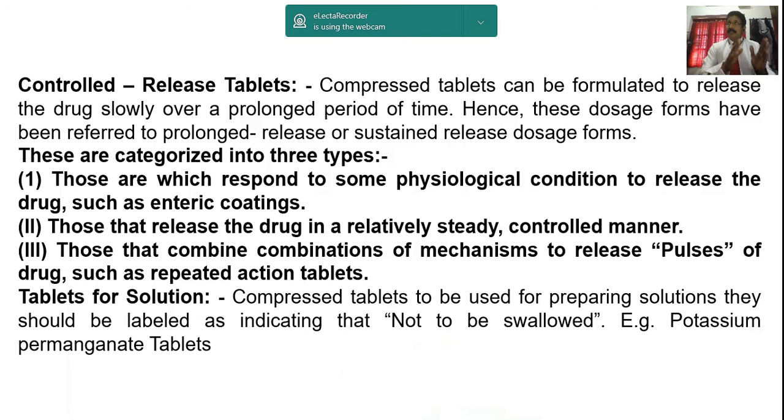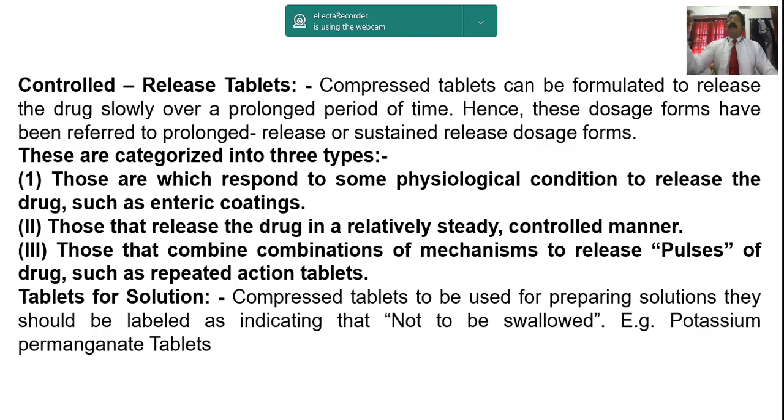Controlled release, pulsative release, and prolonged release. What is the difference of this? See, a compressed tablet can be formulated to release the drug slowly over a prolonged period of time. Sometimes arthritic patients will be having pain for a longer period. He cannot take painkillers or some drugs very often, it would be very difficult for him.